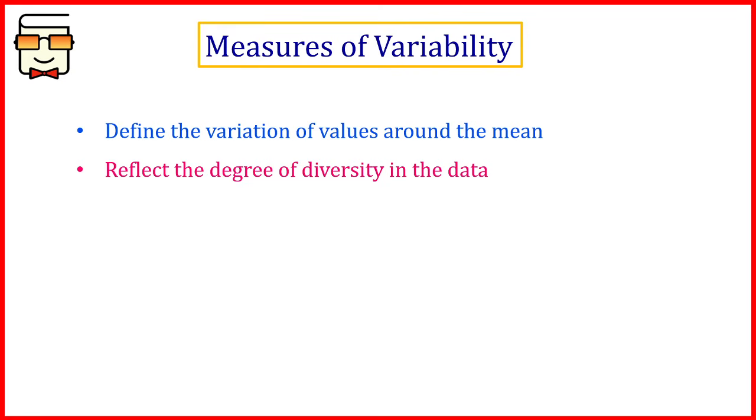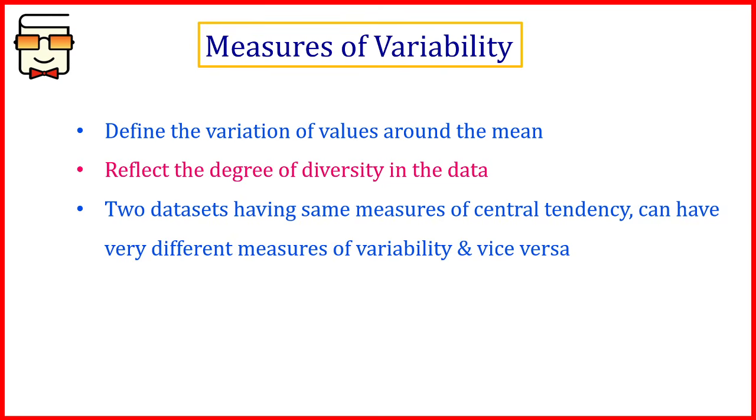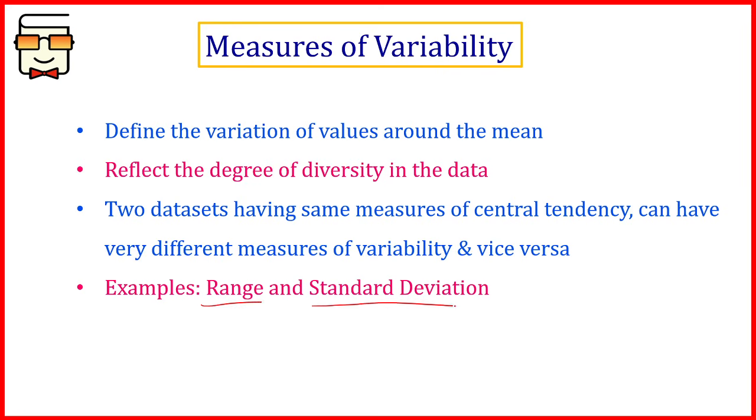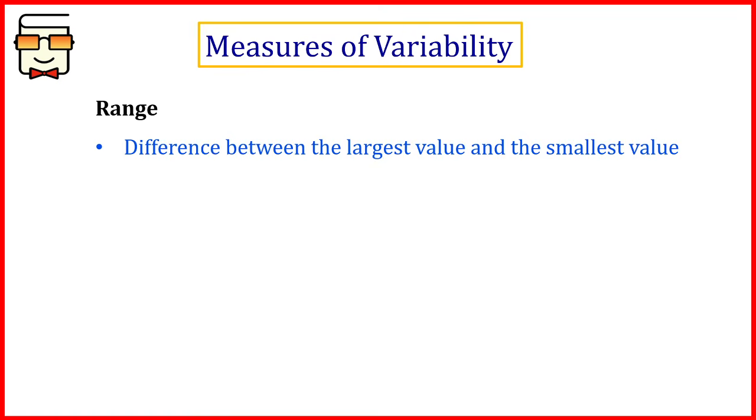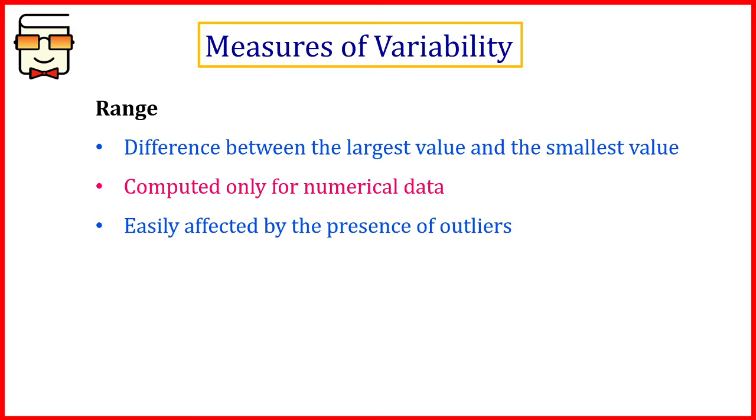So measures of variability tell you about the variation or diversity in the data that you are considering, and the examples of measures of variability are range and standard deviation. Range is nothing but the difference between the maximum value present in that attribute and the minimum or smallest value of that attribute. And since it is an arithmetic difference of the values, it is only applicable for numeric data.